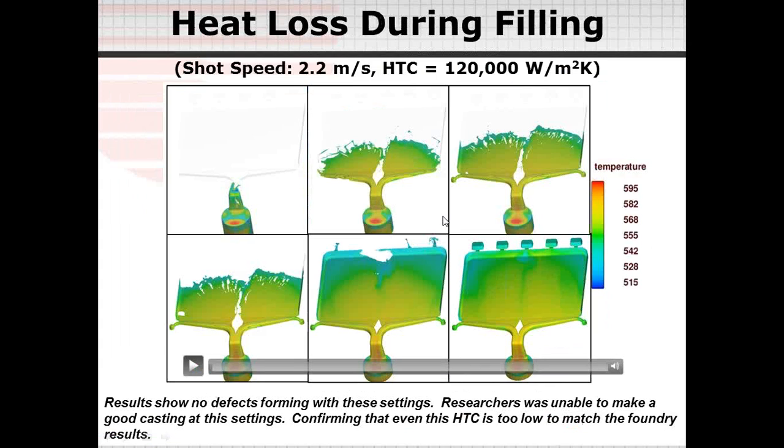If we repeated this exact simulation with even the highest heat transfer coefficient known in the industry, it still predicts that the material will not freeze and predicts that we will make a good casting at this speed of 2.2 meters per second. This, of course, contradicts the findings of the experiment and further confirms that a heat transfer coefficient higher than 120,000 watts per meter squared K is necessary to predict the rapid heat loss that actually happens in the high pressure die casting foundry.